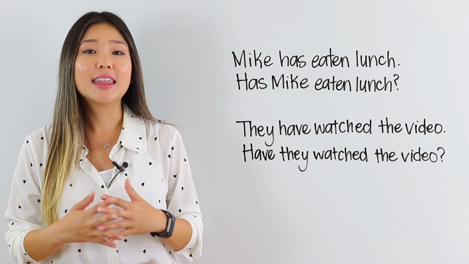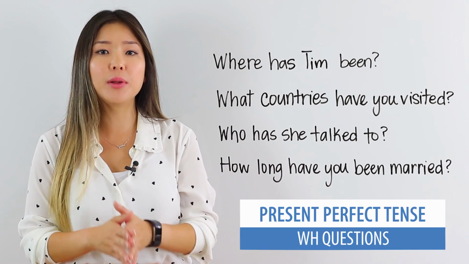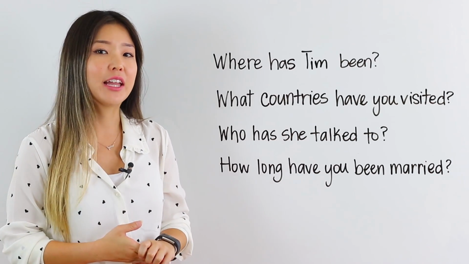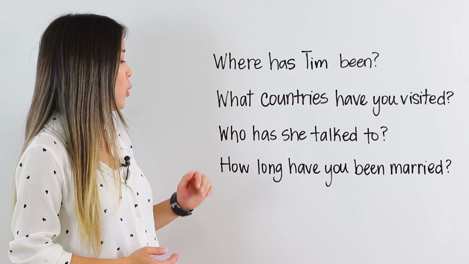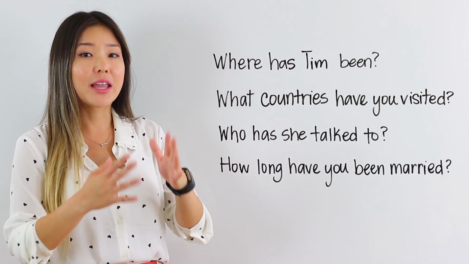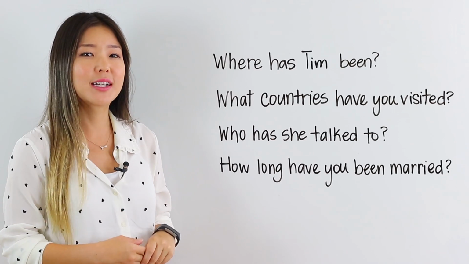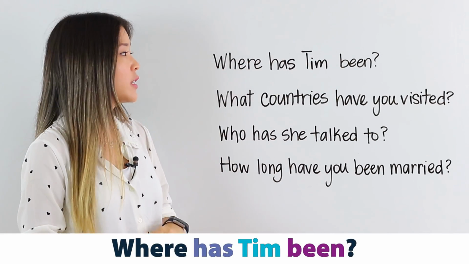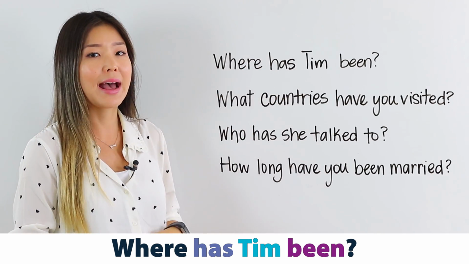Good job, guys. Let's move on. Now, I'll briefly introduce how to ask WH questions in the present perfect tense. Take a look at the board. I have where, what, who, and how. These go at the beginning of the question. Let's take a look at the first example. "Where has Tim been?"